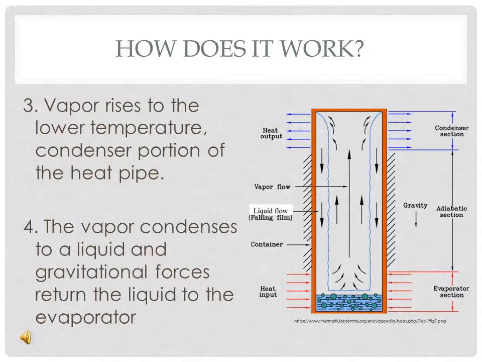The heat from the vapor is then released to the surroundings as the vapor condenses to a liquid. Gravity then brings the condensed fluid back down to the evaporator section.